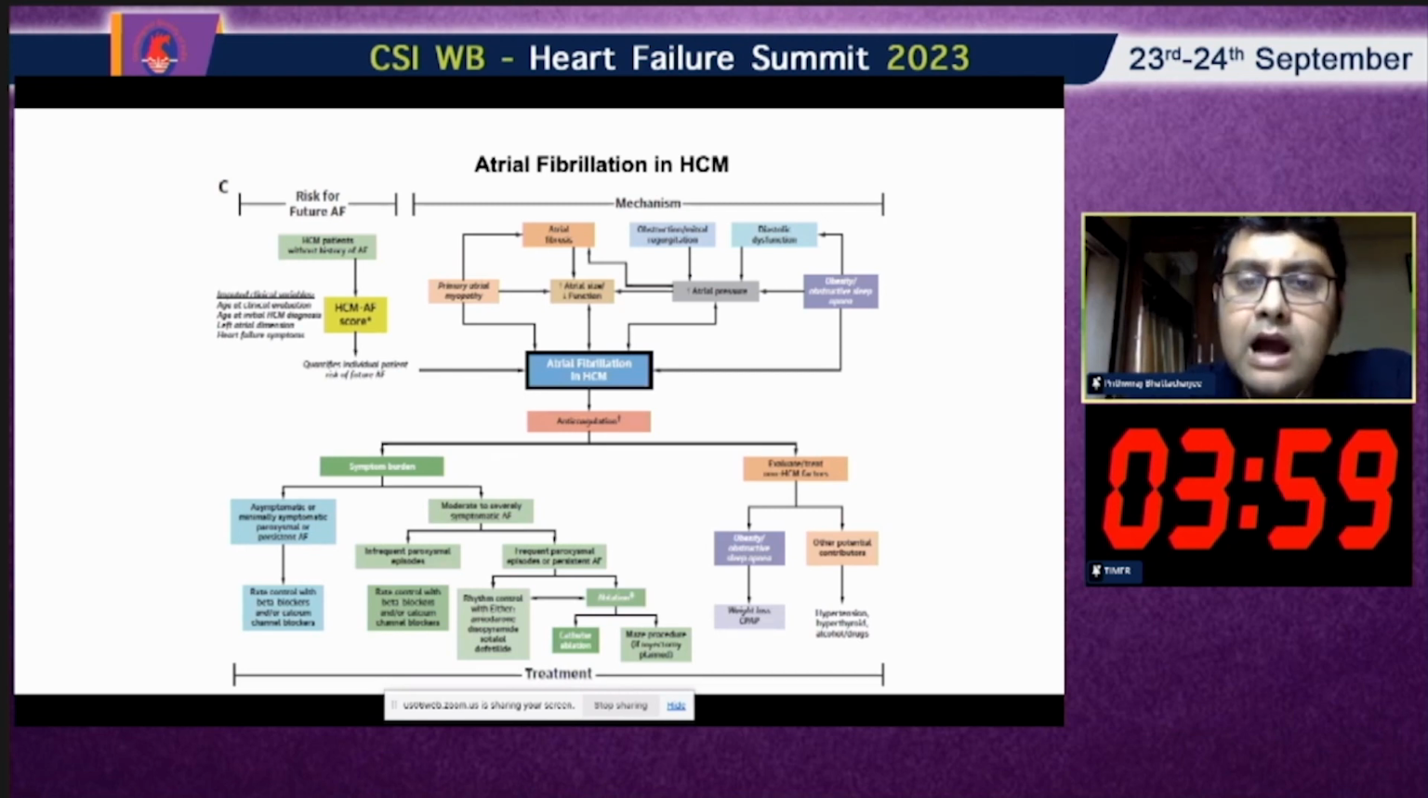Another issue to discuss in HCM is atrial fibrillation. The risk is high in this group of patients because of increased atrial pressure and increased atrial size leading to atrial fibrosis, or sometimes there may be a primary atrial myopathy giving rise to atrial fibrillation. Regarding symptom burden, if the patient is asymptomatic or has paroxysmal AF, rate control with beta blocker or calcium channel blocker is the first choice. If the patient becomes severely symptomatic, we can go for ablation therapy with catheter ablation, or if the patient is going for septal reduction therapy, myectomy, then an associated MAZE procedure may be planned.